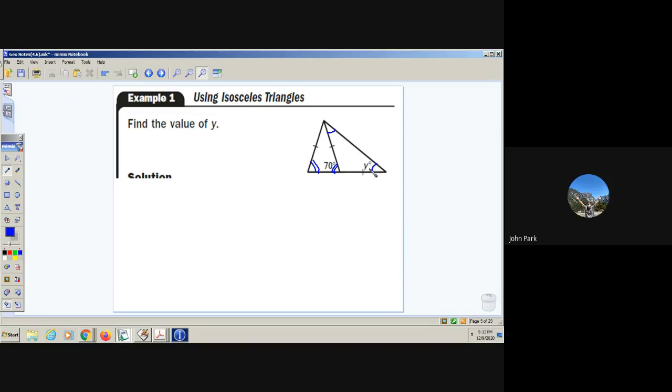Now, these two isosceles sides here mean those two angles are going to be congruent, but they're not necessarily going to be congruent to this one because, as you can see, obviously, they're not congruent triangles. They just happen to be isosceles triangles connected together. So then how do we figure out the measurement of angle y?